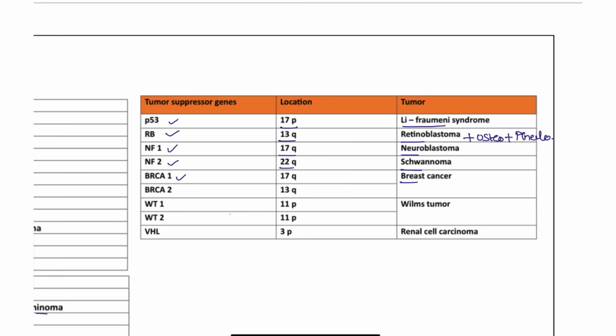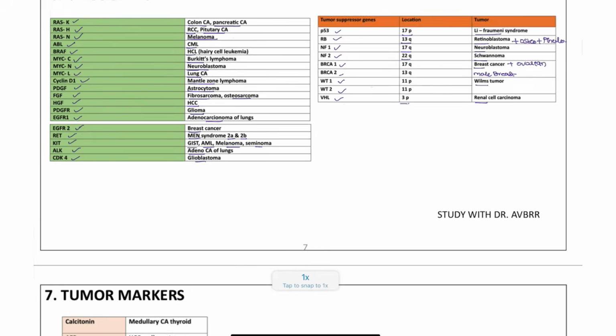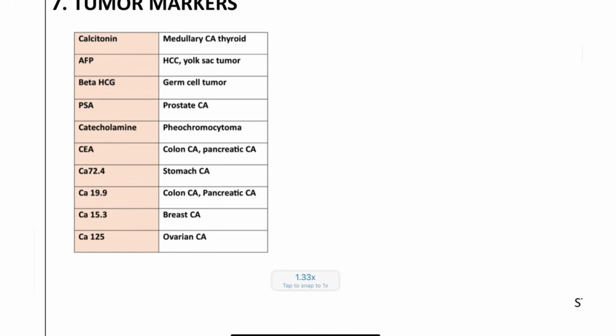BRCA1 is for the breast cancer. BRCA2 is for the male breast cancer. Okay, male breast cancer. And also BRCA1 is for the ovarian cancer. And WT1, WT2, that is for the Wilms tumor. VHL is for the renal cell carcinoma. That is a von Hippel-Lindau syndrome.